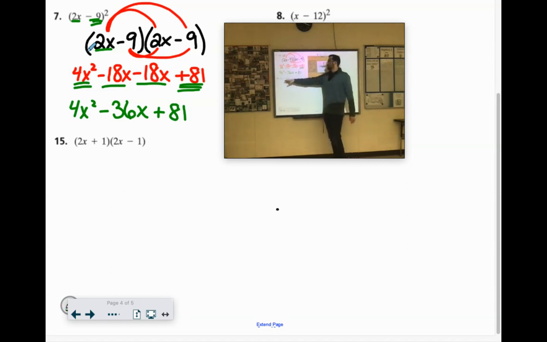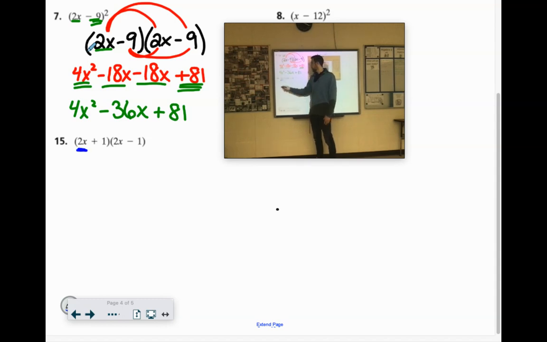And now, looking at 15, you'll see 2x plus 1, 2x minus 1. They're the exact same thing. One has a plus, one has a minus. That's called the difference of squares. And that one actually does have a nice shortcut. But even if you don't remember the shortcut, you can FOIL it and still get it. But the shortcut is when you have two things that are the same, except one is a plus, one is a minus, you square the first term.